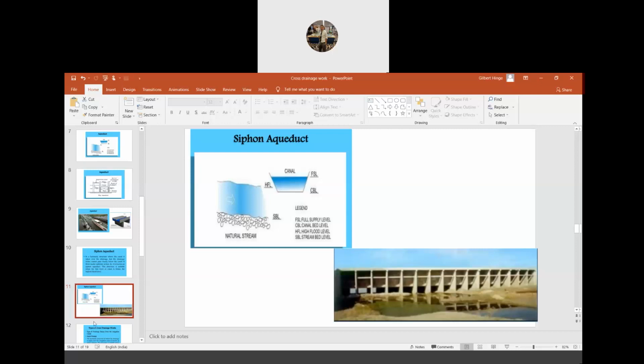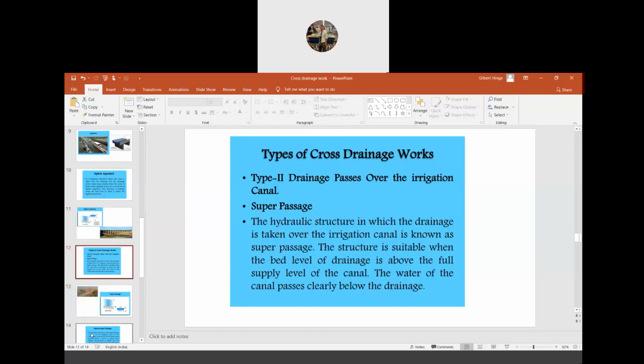Let us discuss type 2, whereby the drainage, or the river and streams, are on top of the irrigation canal. Here also we have two kinds of structure. The first type is called the super passage. In case of a super passage, the structure is suitable when the bed level of the drainage is above the full supply level of the canal. See here.